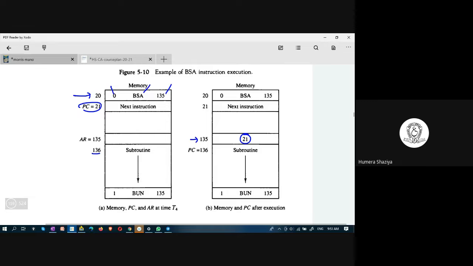Executing this subroutine at 136. I told you with an example, the add method. You have add and you have the main method. So consider that this is the main method, this is the add method. Now you are branching to the add method to execute it. After the execution, the last instruction is 1, meaning indirect address, BUN, branch unconditionally to 135. When you jump to 135, you find 21. 21 is the address at which the processor has to resume its execution. Do you understand, students? Yes, ma'am. This is BSA. There is one question, that's why I explained it.